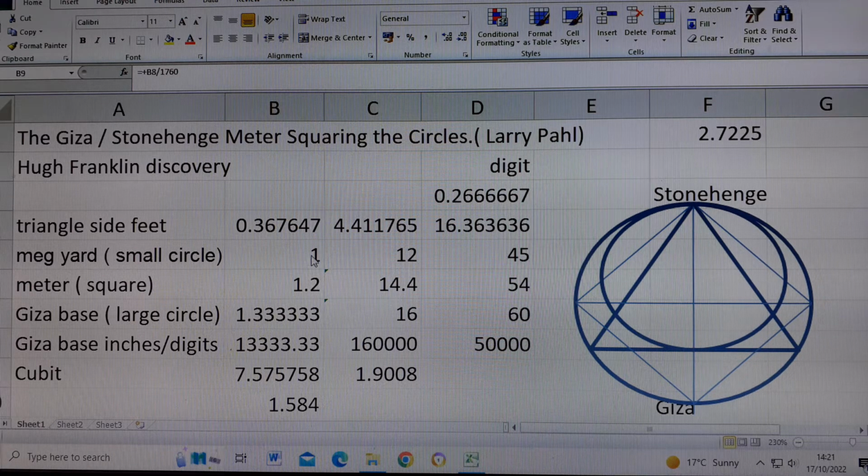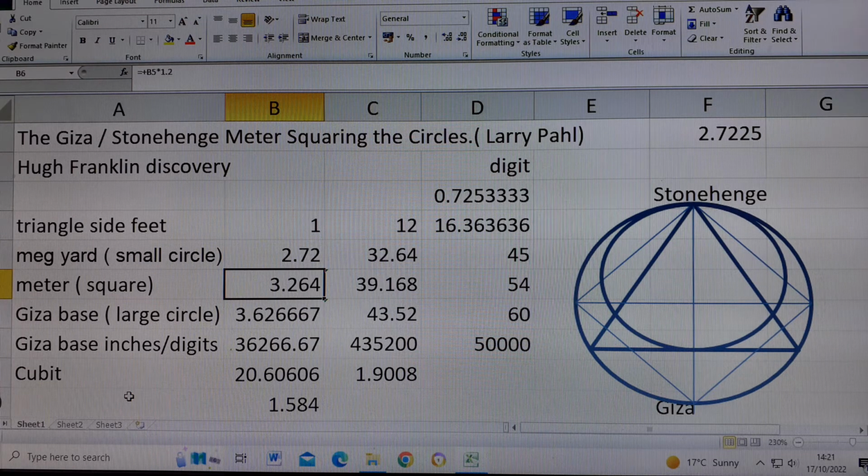Now we're starting with megalithic yards, and I've put 1 in there, but I can also put 2.72. And we see the megalithic yard becomes 32.64 inches. So we're at inches in this column, and in this column we're in digits.